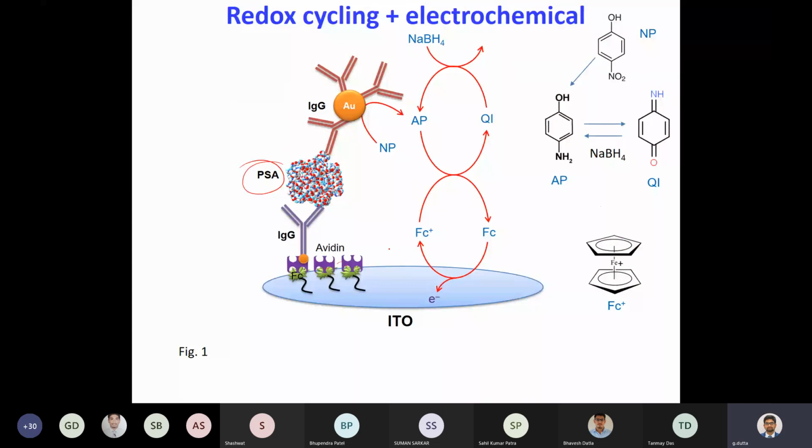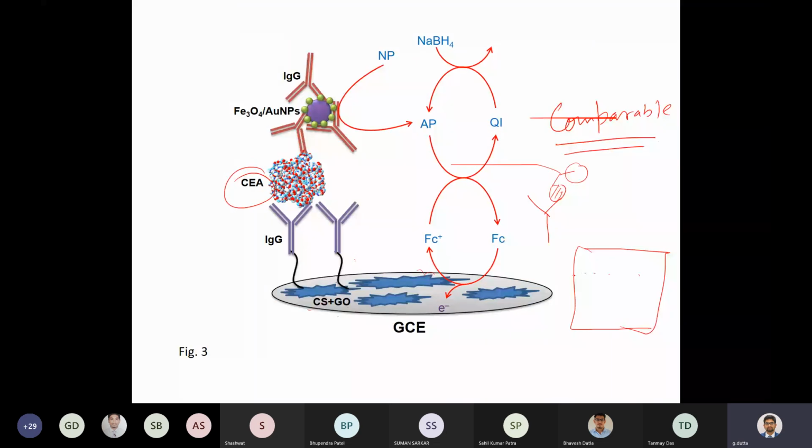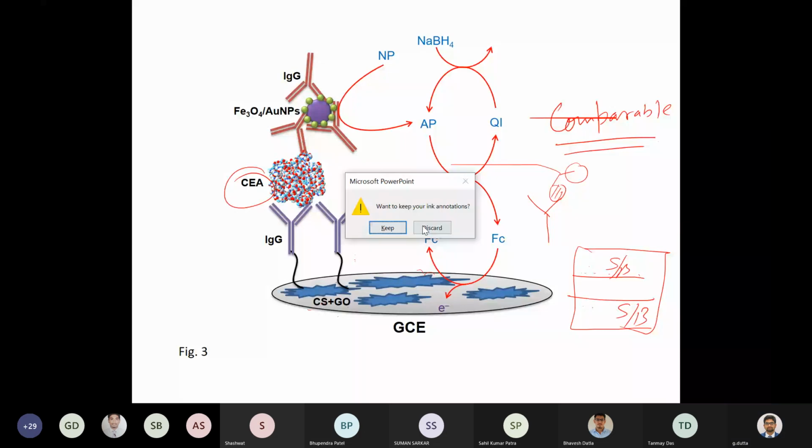Okay, now clear? Yes, sir. What I was saying earlier, this thing only. Don't change the target. Instead, change the modification. Now we make a table. This one is reported, and this is the signal to background ratio. This one I have done, and this is the signal to background ratio. Clear? Okay. Any questions, guys?